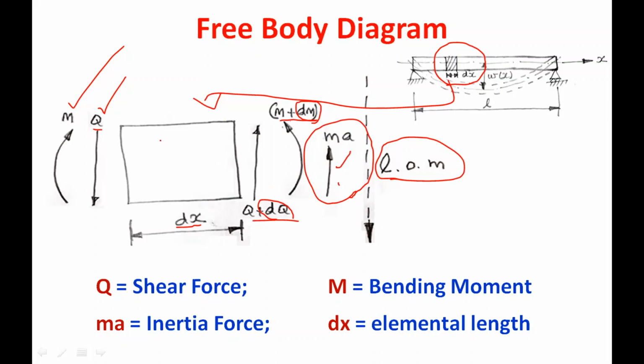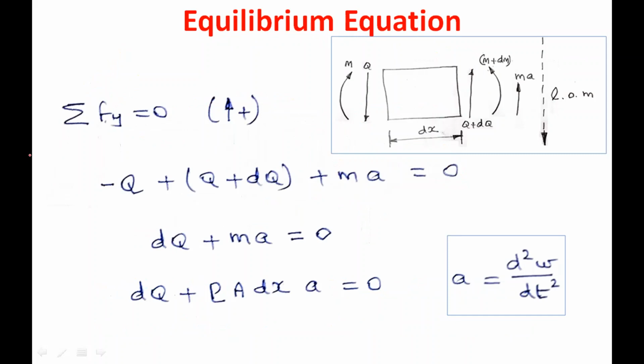We are going to use the force equilibrium equation. For that, we will have the shear force and this inertia force. Now this is the equilibrium equation. We are considering sigma Fy is equal to 0, the sum of all the vertical forces is equal to 0. Here vertically upward force is considered as positive. By using this sign, this is a negative force, minus Q, and this is a positive one, Q plus dQ, and this is a positive inertia force, ma. So minus Q plus dQ plus ma equal to 0.